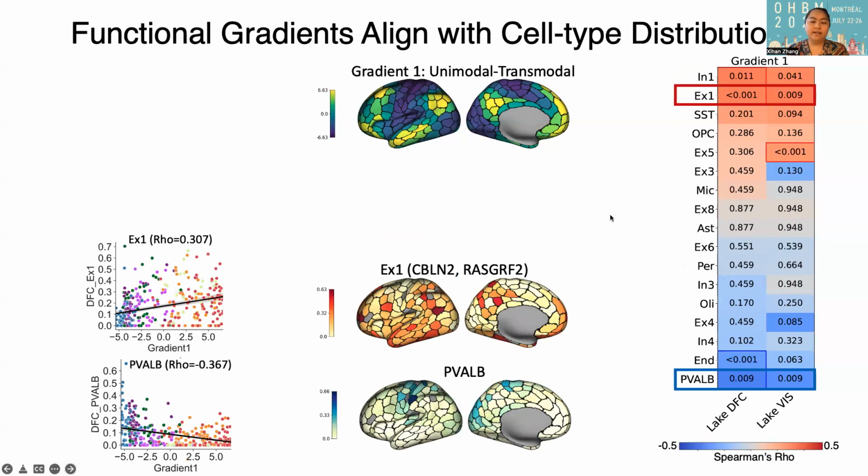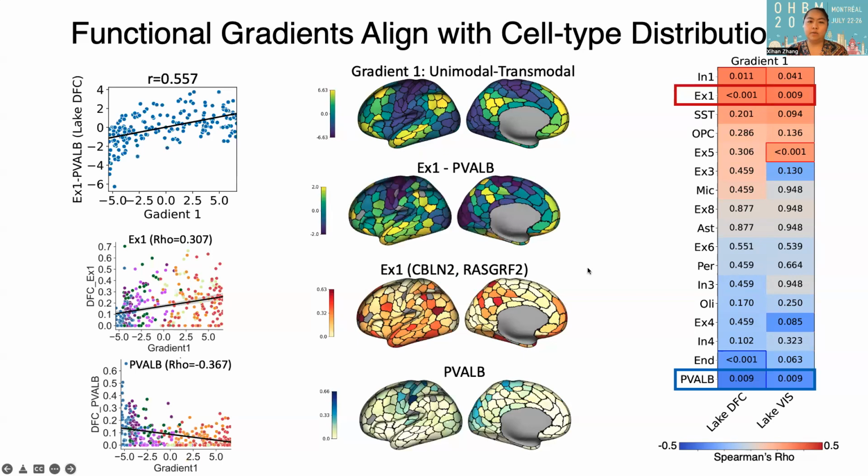To view the combined effect of the cells enriched in the unimodal and the transmodal ends of gradient 1, we took the difference between excitatory 1 and parvalbumin. Then we obtained a 0.557 Spearman's correlation. That is surprisingly good because the combination looks so much like gradient 1.